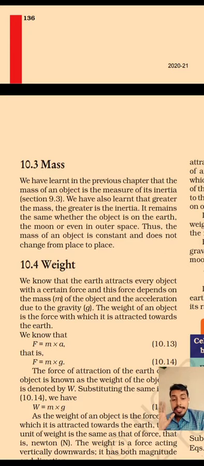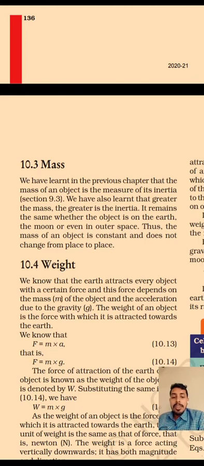And what about weight? Weight is the force exerted by the earth. Force is equal to mass into acceleration, and here the acceleration is the acceleration due to gravity by earth. So weight is mass into acceleration due to gravity. On earth the acceleration due to gravity is 9.8 meter per second square.